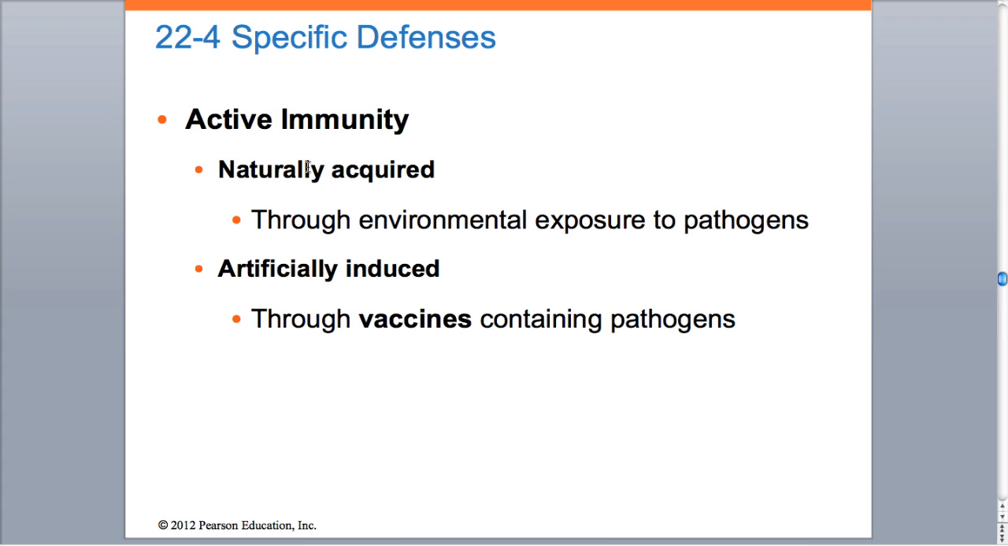Now let's look at the first one here, naturally acquired. Naturally acquired means you got it through the exposure. So you got sick and got it, or you got it from mommy's breast milk. That's natural. Artificial is through a vaccination. So when you get vaccinated for a flu shot, that's artificial. Okay, next slide.